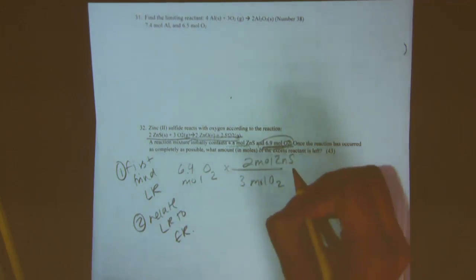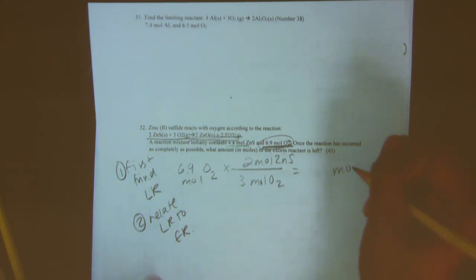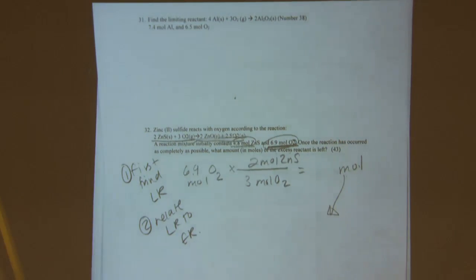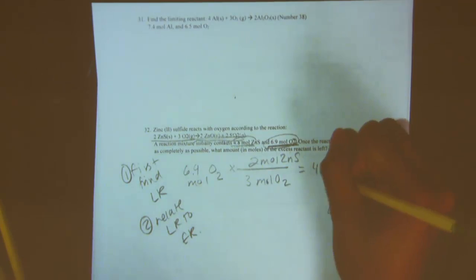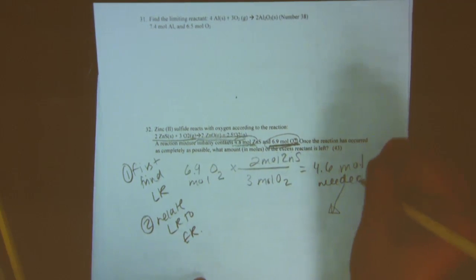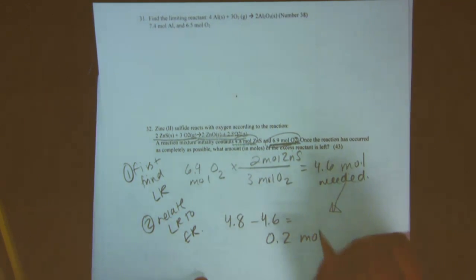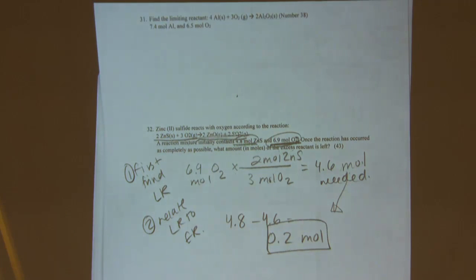Does that make sense? So relate it first, and then you find the moles value of that, and whatever value you get from here, you subtract it from what you had available, right? So can someone tell me what they get? 6.9 times 2 divided by 3, what do you guys get? 4.6, right? So this is how much you actually needed for this reaction. So you have a total of 4.8 minus 4.6, so your excess will be 0.2 moles. Good job.